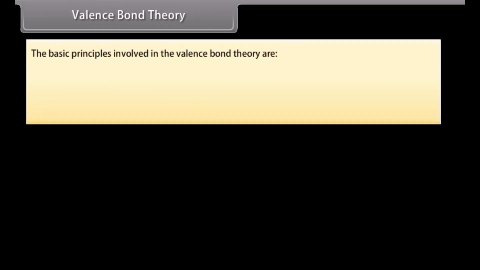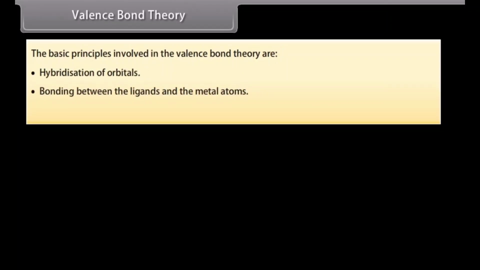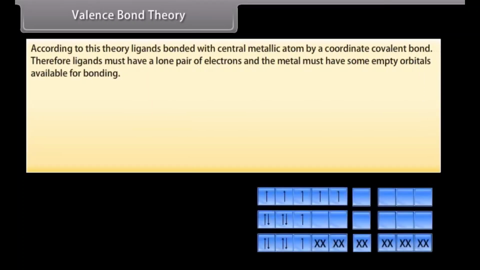Valence bond theory. The basic principles involved in the valence bond theory are hybridization of orbitals, bonding between ligands and the metal atoms, and relation between the observed magnetic moment and the bond type. According to this theory, ligands are bonded with central metallic atom by a coordinate covalent bond. Therefore, ligands must have a lone pair of electrons and the metal must have some empty orbitals available for bonding.